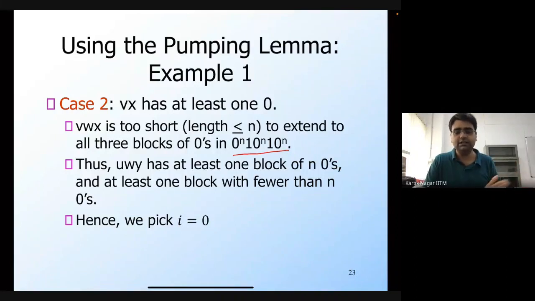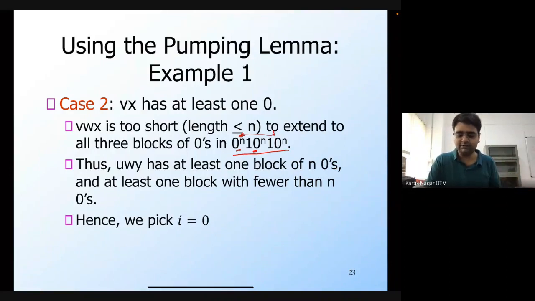It is possible that it may span two blocks, because I could start somewhere in the middle of the first block and end somewhere in the middle of the next block. But in order to span all three blocks, it's not possible with a string of length less than or equal to n. So vwx is too short to extend to all three blocks of zeros. At most two blocks of zeros may be covered by vwx, but not all three.